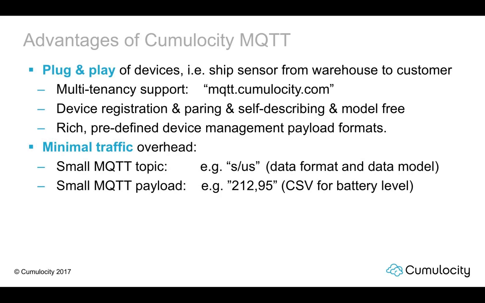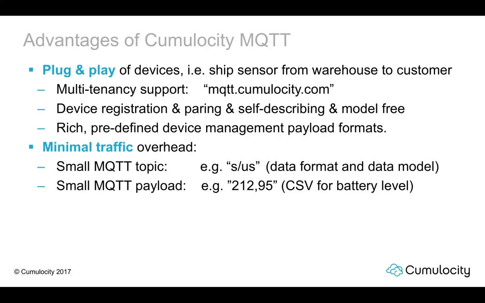So we took also effort in really minimizing the traffic on top of already the traffic minimization that MQTT provides. So we made sure that the topic names, for example, are very short. So the standard topic name where you post data is S for Smart Rest, and then /US, which is U for uplink, and S for standard data models.